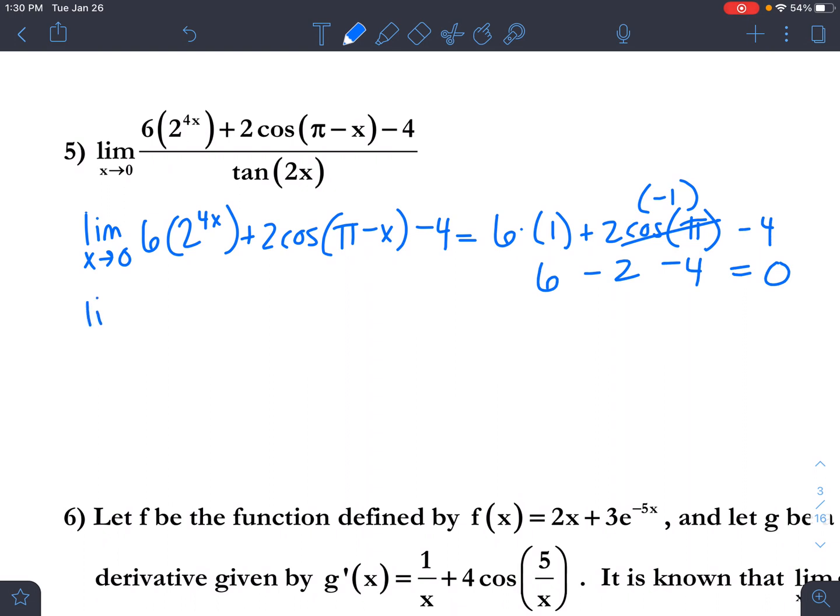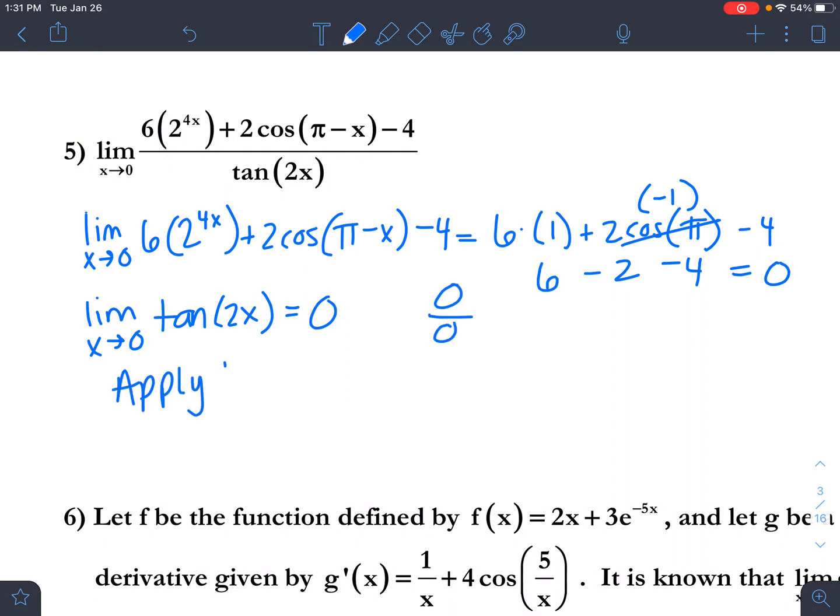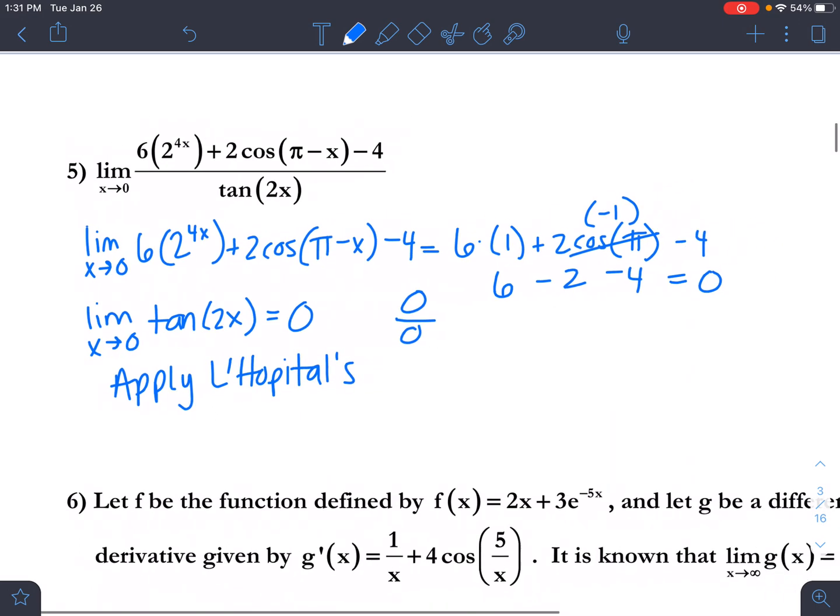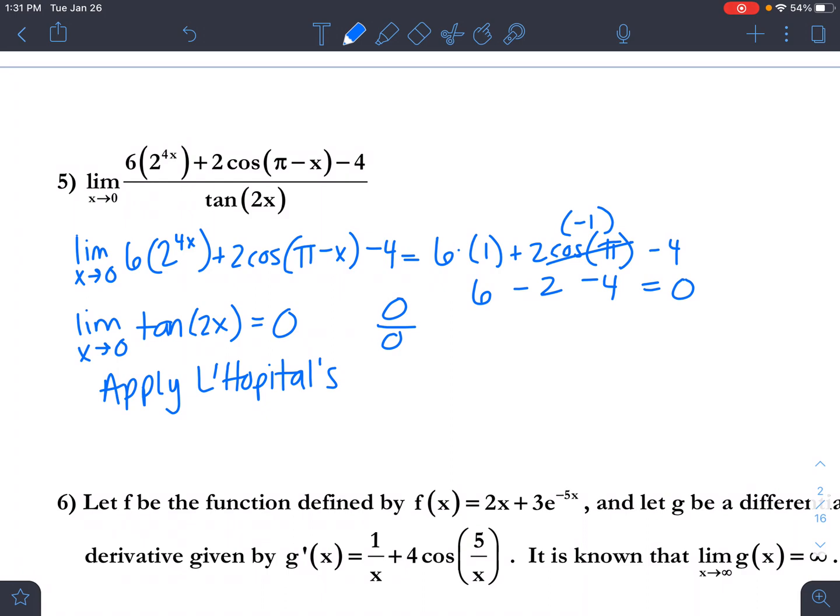Okay, how about that denominator? Limit as x approaches 0 of tangent of 2x. Tangent of 0 is 0. All right, so 0 over 0, we're going to apply L'Hopital's rule. And this is where it gets fun. We have to remember some interesting derivatives here. Okay, so let's try it out.